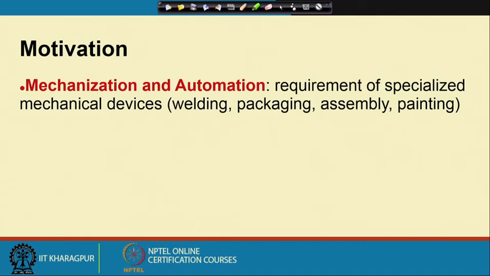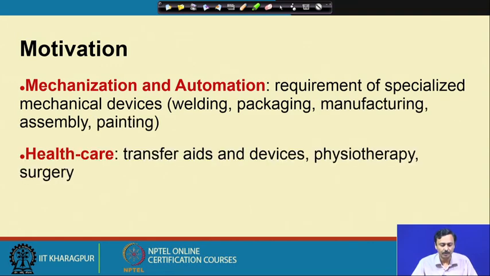So, the first point of our motivation is this mechanization and automation. We have specialized mechanical devices for various tasks. For example, welding, packaging, assembly, painting, manufacturing, etc. So, there are various tasks for which we have different mechanisms, specialized mechanisms or programmable devices which help us in mechanization and automation.